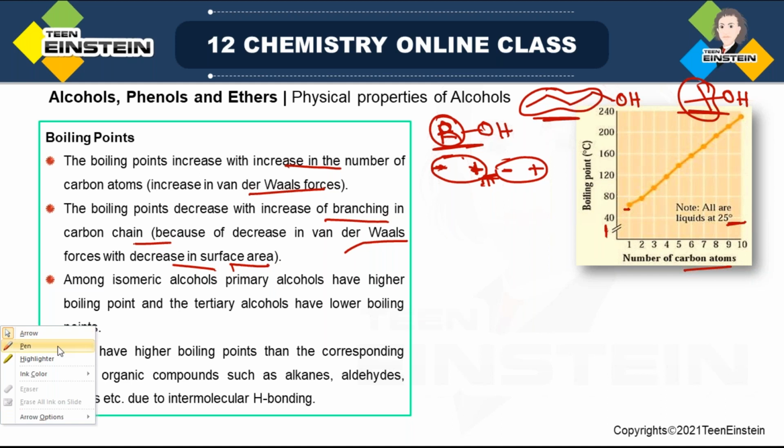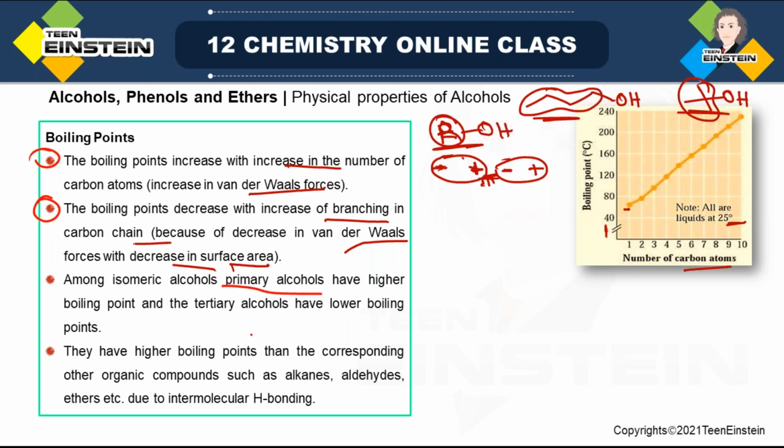The topic is physical properties of alcohols. The first 2 points we have covered in the last class. Now we will see the other 2 points. Among isomeric alcohols, primary alcohols, that is 1 degree alcohols, have higher boiling point, and tertiary alcohols have lower boiling point. But that is true only when you have isomeric alcohols. Isomeric alcohol means the same number of carbon, hydrogen and oxygen will be there.